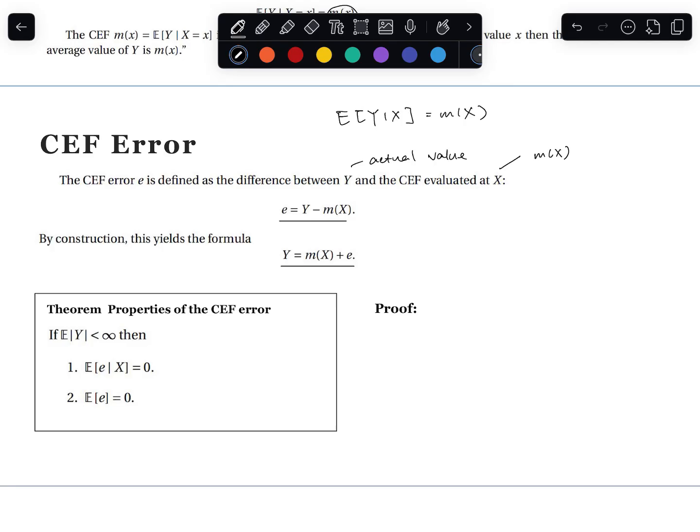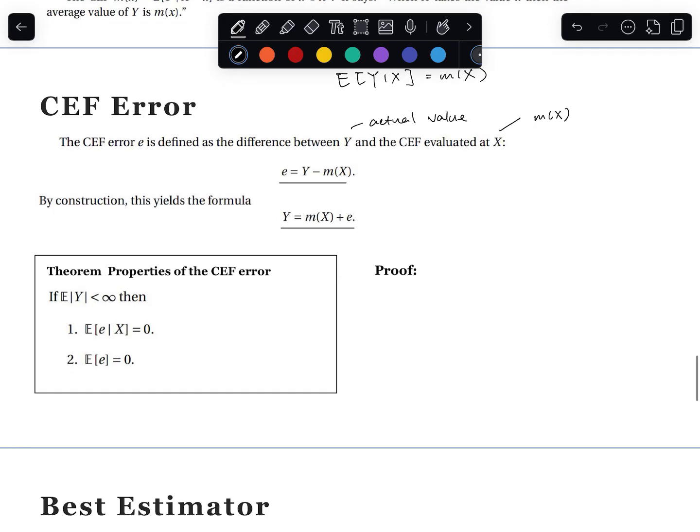So there are two properties of the CEF error. When the expectation of Y is finite, then we first have that the expectation of the error conditioning on X is just 0. And even without the condition, the expectation of the error is still 0.